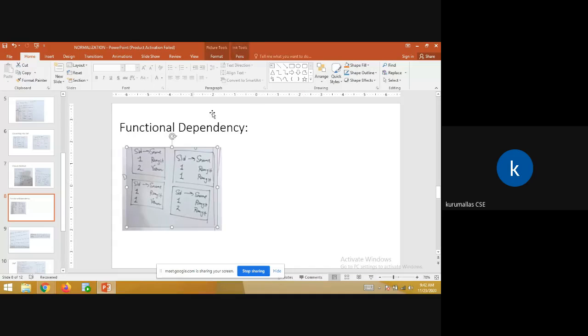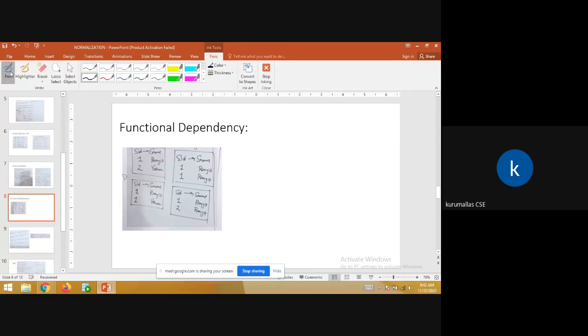So this is about functional dependency. Now we have different types of functional dependencies: trivial functional dependency and non-trivial functional dependency. Suppose we have to see trivial functional dependency. If you write X tends to Y, then Y is a subset of X. This is the trivial functional dependency.